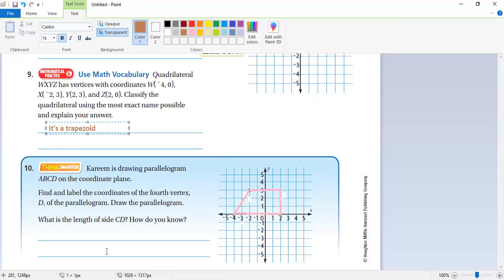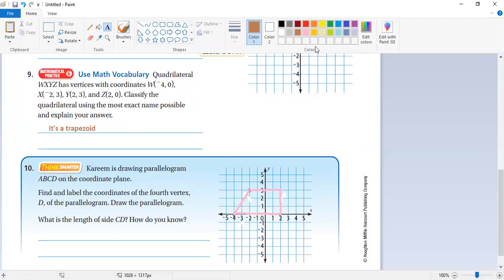Okay, so they said explain your answer. How can you explain the answer? How do you know it's a trapezoid? We have got a pair of parallel sides. Simple as that. Just write the name. That's enough. So it is a trapezoid. So I will not be doing question number 10.